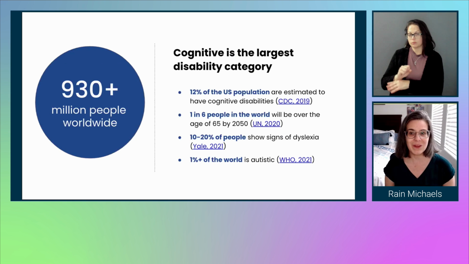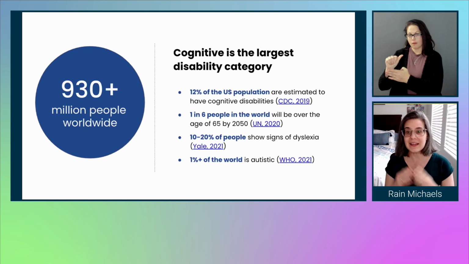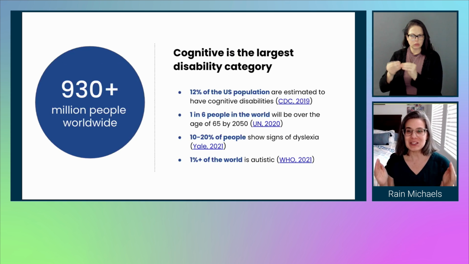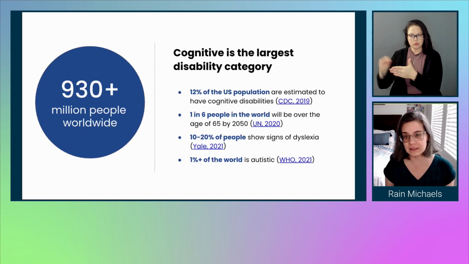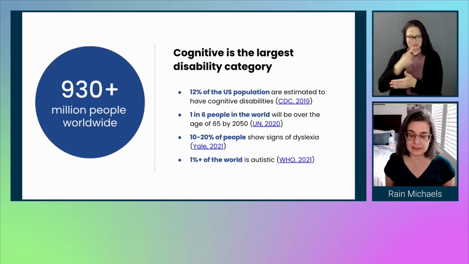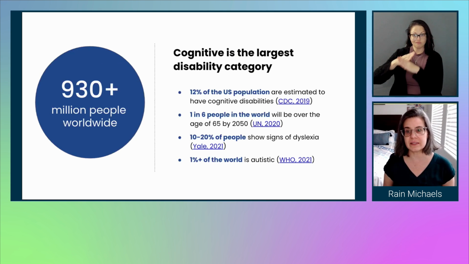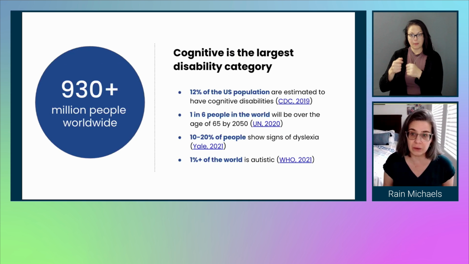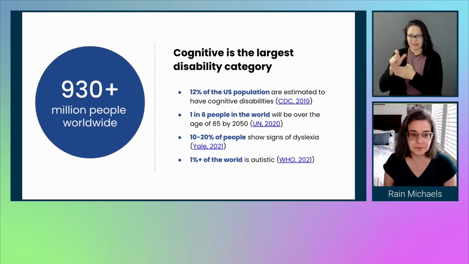Also, we know that somewhere between 10 and 20% of the world shows signs of dyslexia. This comes from a Yale study in 2021. And that's a huge range, 10 to 20%. So what does that really mean? What that really means is that there are a large number of people in the world who are severely affected by dyslexia and as a result have barriers to accessing text, but they don't actually know that they have dyslexia or that is the reason for the barrier.